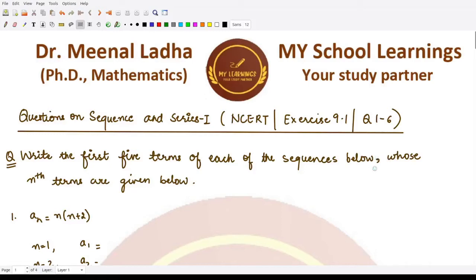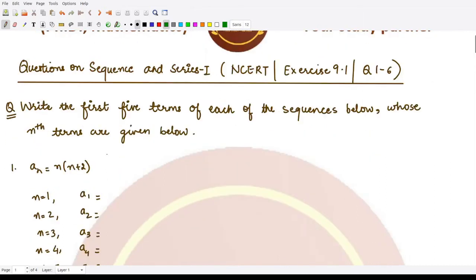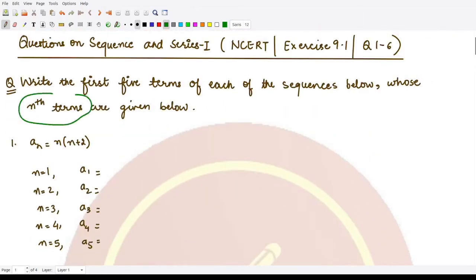In this video, we shall be solving certain questions. These are based on exercise 9.1 from the NCERT textbook of class 9th, right? So the first question here that we have with us is we have to write the first 5 terms of each of the sequences which are given below. Here we are given the nth term of the given sequence, right? So using this nth term, we need to write the first 5 terms, right?